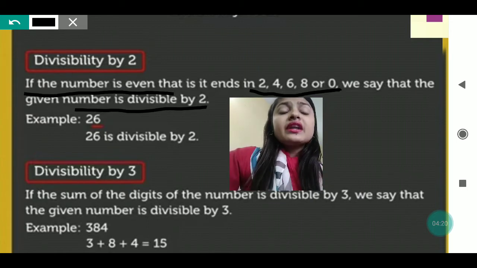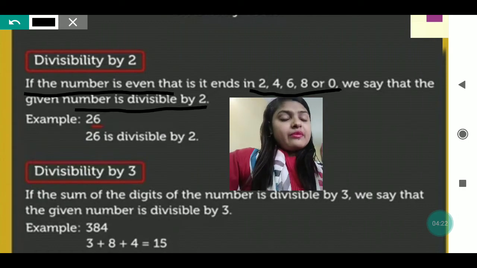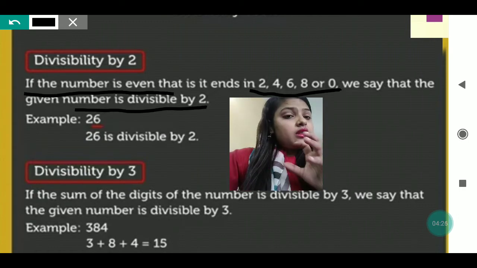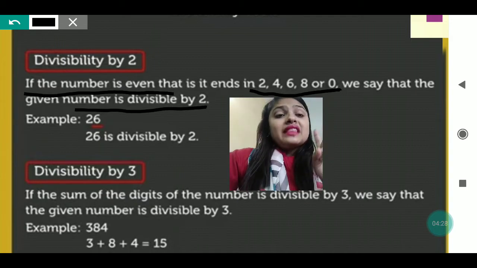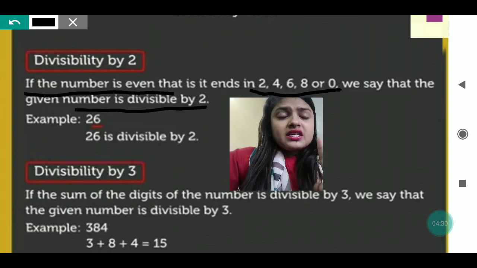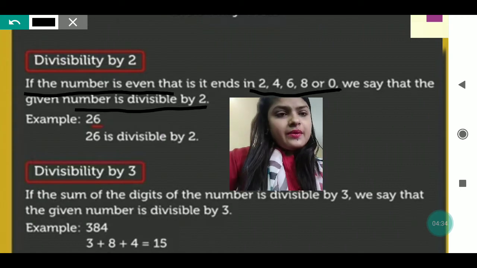And how can a number be considered an even number? It means that it is divisible by 2. When a number is divisible by 2 completely, without leaving a remainder, then that number is considered an even number. Easy.